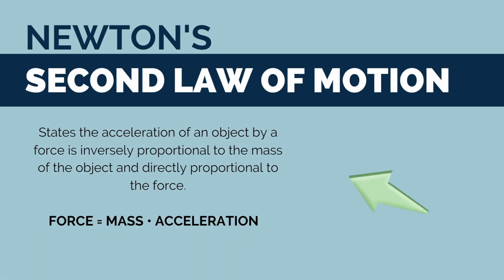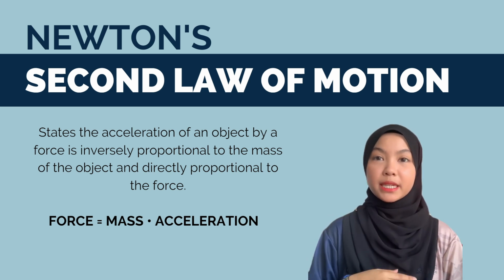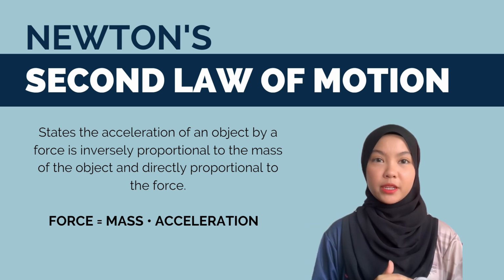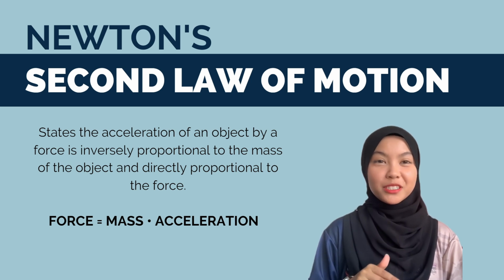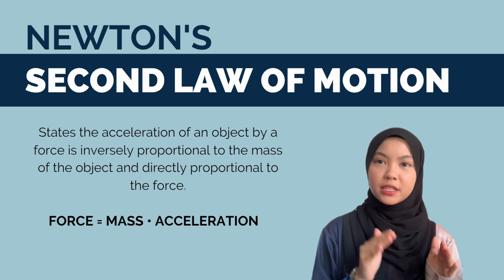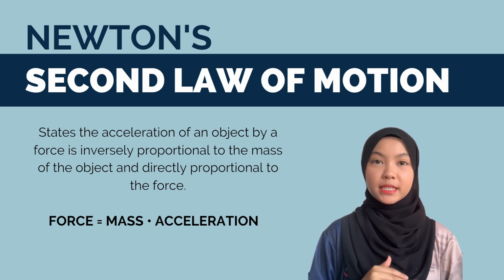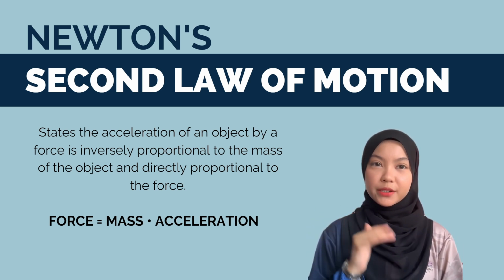Moving on to the second, Newton's second law of motion states that an object's acceleration by a force is inversely proportional to the mass of the object and directly proportional to the force. According to Newton's second law, an object's acceleration is determined by its mass and the net force acting upon it. The acceleration has an inverse relationship with its mass and is directly proportional to the net force imposed on it. This indicates that an object's acceleration increases in proportion to the force acting on it. Similarly, an object's acceleration decreases with increasing mass.